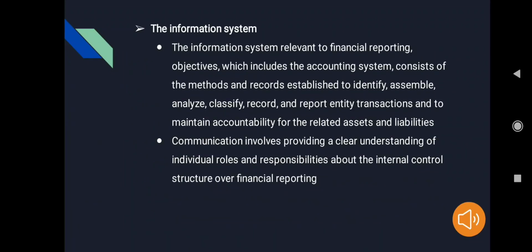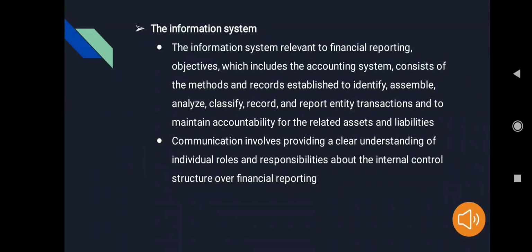The next point is the information system. The information system relevant to financial reporting objectives, which includes the accounting system, consists of the methods and records established to identify, assemble, analyze, classify, record, and report entity transactions, and to maintain accountability for the related assets and liabilities. Communication involves providing a clear understanding of individual roles and responsibilities about the internal control structure over financial reporting.